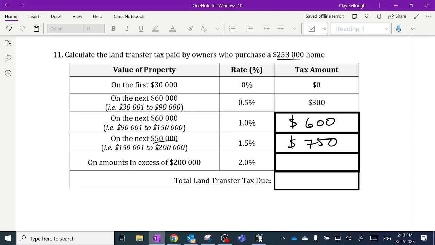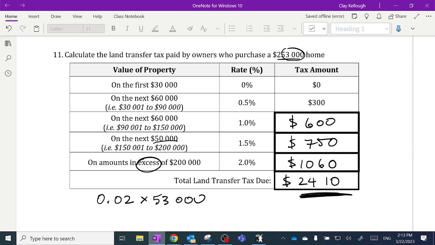$750. But then you have to figure out what 2% of the excess is, which would be $53,000. And if you multiply that out, you get $1,060. Add it all up. Your land transfer tax bill is $2,410.